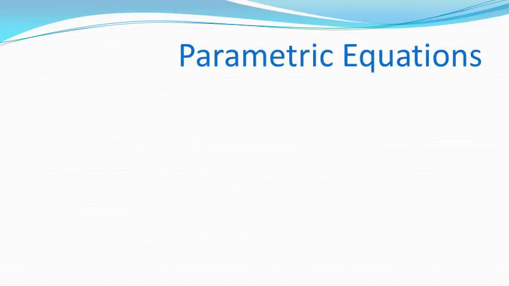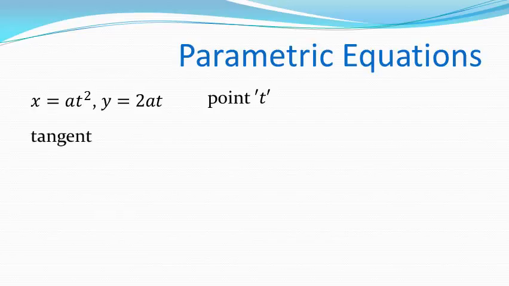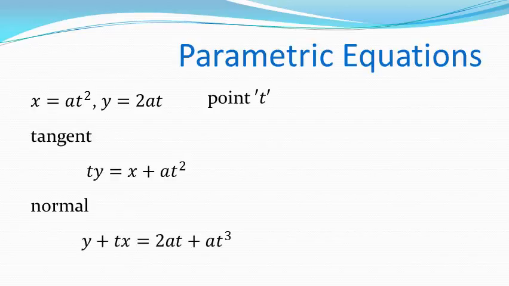The parabola has parametric equations. So we say that x is equal to at squared, y is equal to 2at. So t here is the parameter and we say that this one represents the point t on the parabola. The equation of the tangent at the point t is given by this expression. The equation of the normal at the same point t is given by this equation.